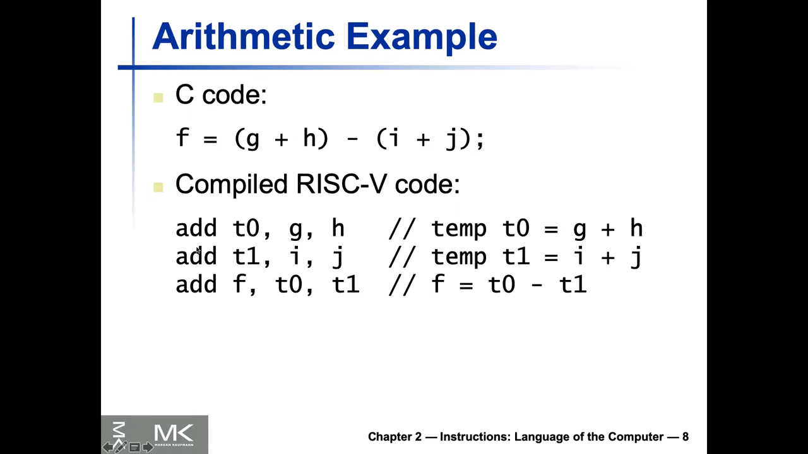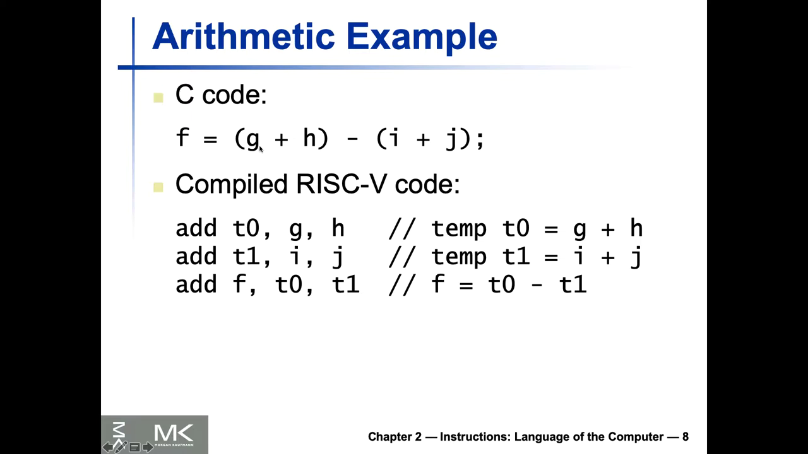So it's going to break this compound line down. First, it's going to add these two variables, G and H, and store them in a temporary register. We call it T0 here. Then it's going to add the second compound, I plus J. That's what the second line is for. And it's going to store it in T1, another temporary register. And then at the end, it's going to subtract these two, okay?